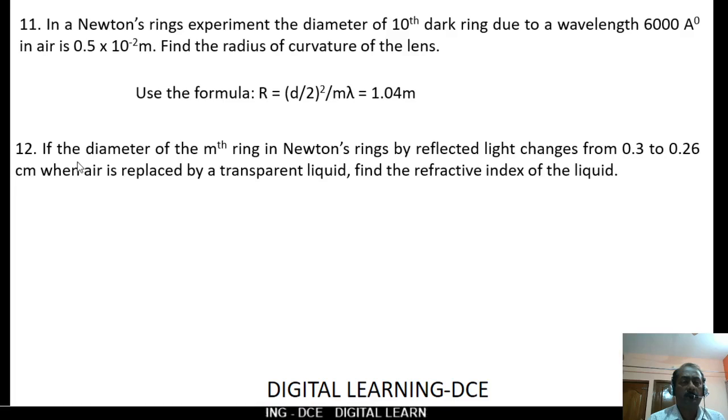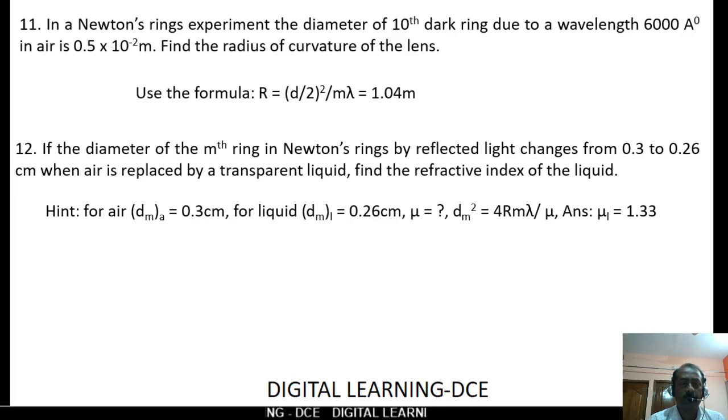Next one is, if the diameter of the mth ring in Newton's ring by reflected light changes from 0.3 to 0.26 centimeter when air is replaced by a transparent liquid, find the refractive index of the liquid. It is also based on the Newton rings experiment. Here there are two conditions. For air, the diameter is 0.3 centimeter. For liquid, the diameter is given as 0.26 centimeter. Then he asked to find out the refractive index of the liquid.